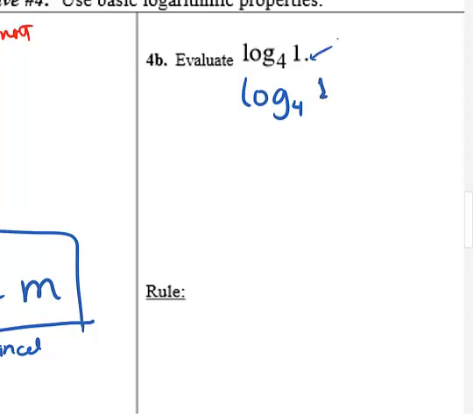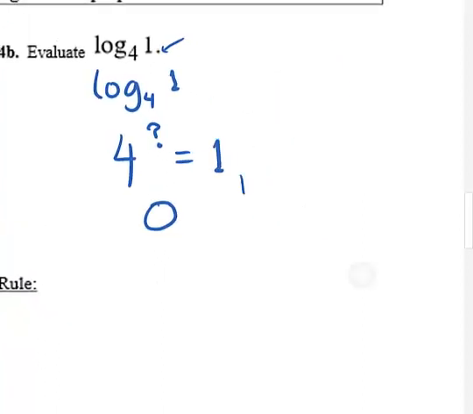There's a period at the end of this sentence, but it looks like a decimal point, sorry. This is saying 4 to what power is 1? Well, if you remember one of those exponent rules from the previous section, we said anything to the 0 power is 1. So the answer is 0, because 4 to the 0 power is 1.